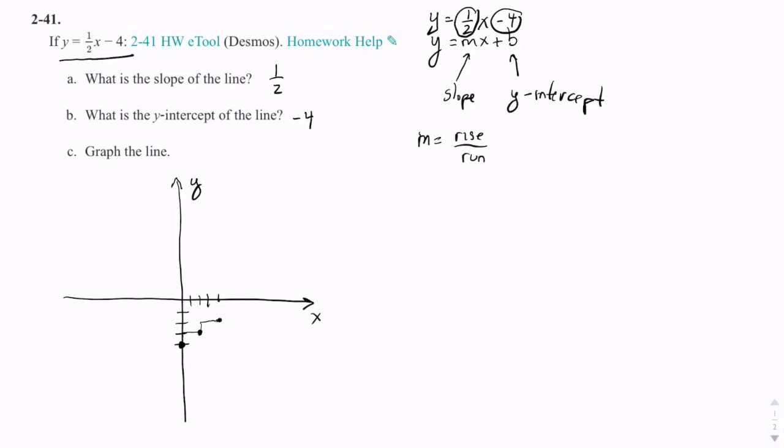And if I wanted to do it again, I could go up 1 over 2. And even if I wanted to do it again, I could go up 1 over 2, right? But I don't really need to do that. I'm just showing you that the slope is constant. And there is the graph of the line.